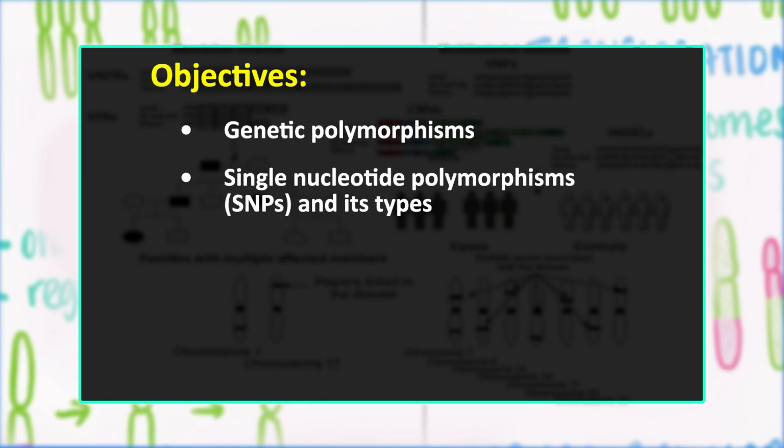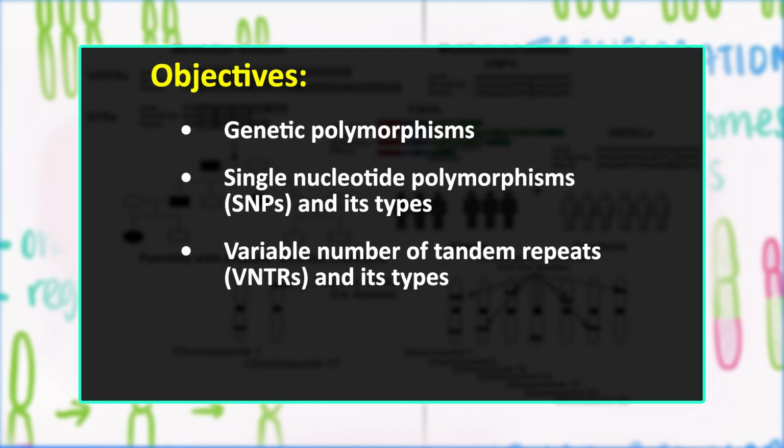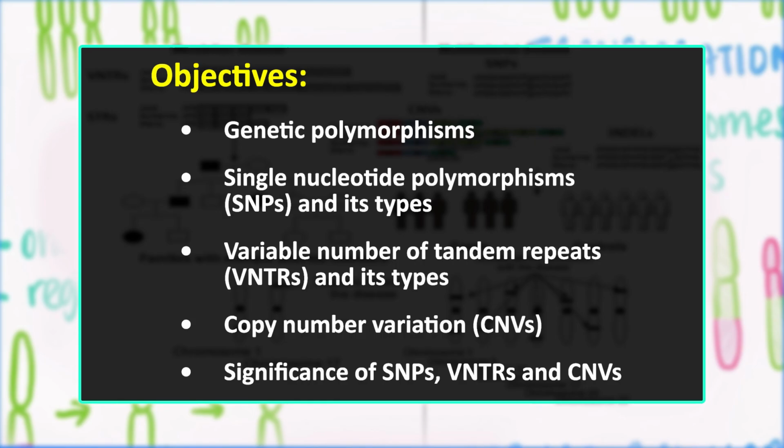Today we are going to discuss genetic polymorphism and SNPs, VNTRs and CNVs. The main objectives of today's lecture are to know about genetic polymorphisms, to study single nucleotide polymorphisms, SNPs, and its types, to learn about the variable number of tandem repeats, that's VNTRs, its types, and to know about the copy number variations, that is CNVs, and to study the significance of SNPs, VNTRs and CNVs.